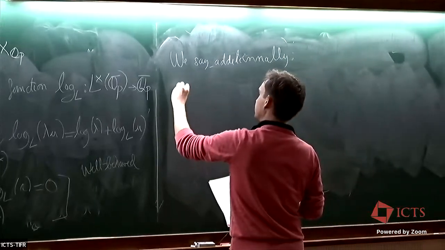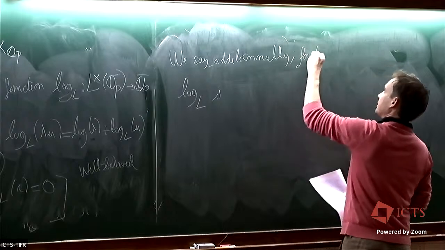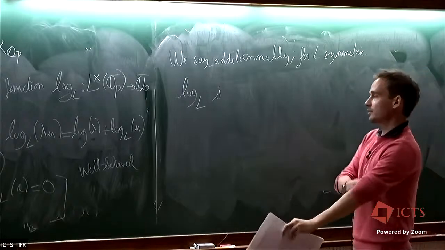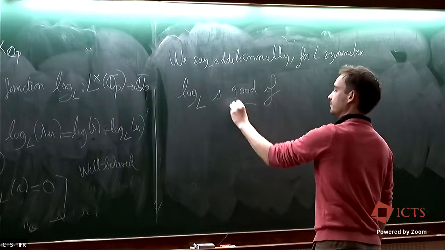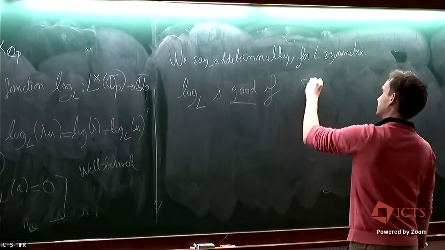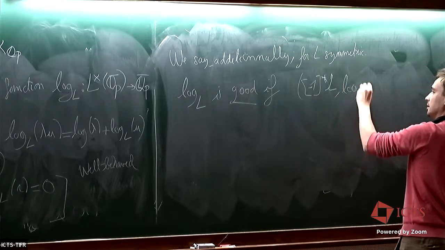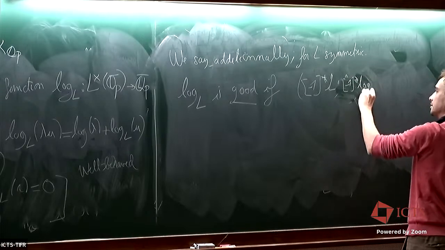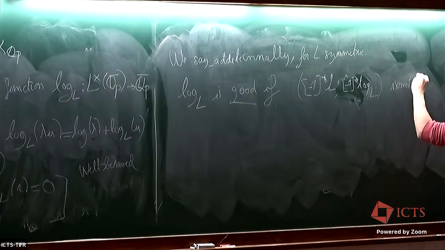That function is, for L symmetric at least. Well, symmetric, we'll say that log L is good if minus star L endowed with log, so minus star log L is isometric to L log L.